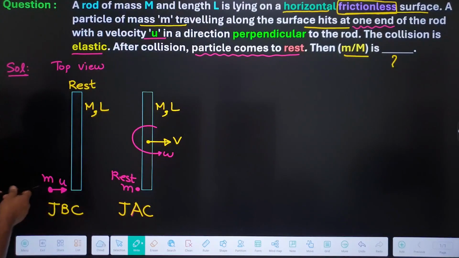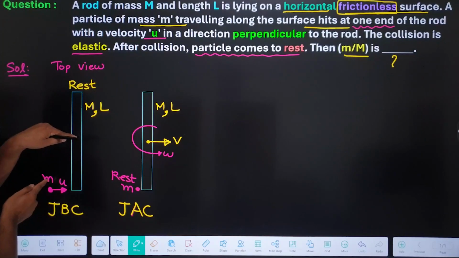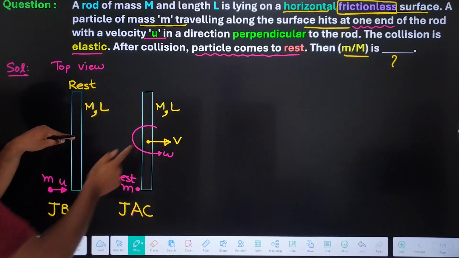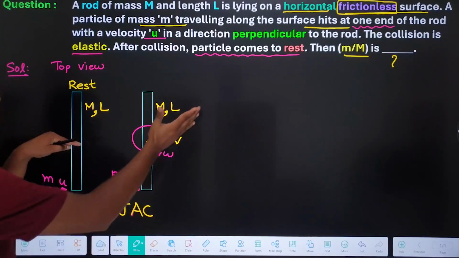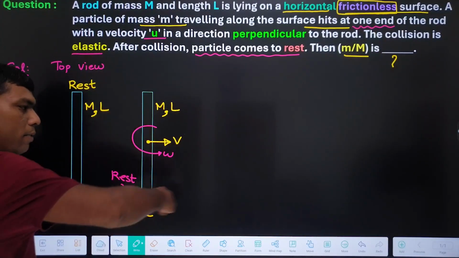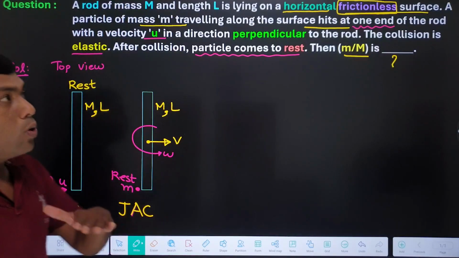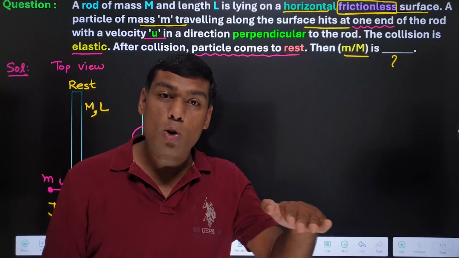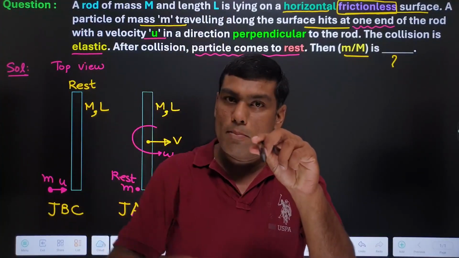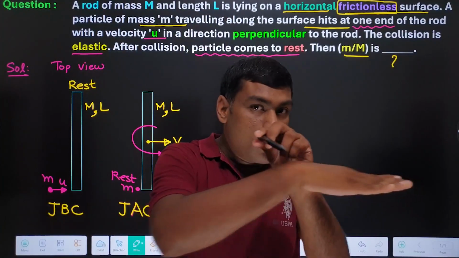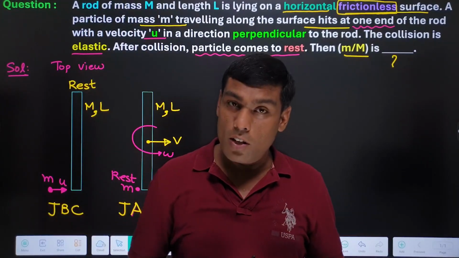Why like this? When this particle hits here, about the center of the rod you can sense how it is going to rotate. So the rod will spin like this. That's why we have taken omega in this sense. Now the surface is horizontal and frictionless. For the rod, the normal force and mg are balanced. There is no other force along the horizontal since the surface is smooth.